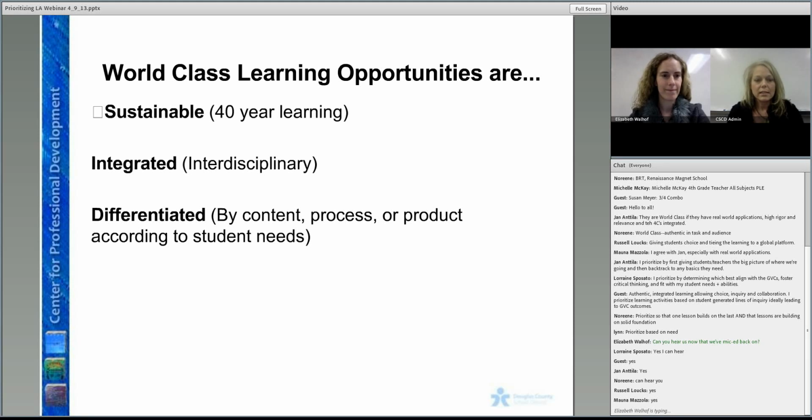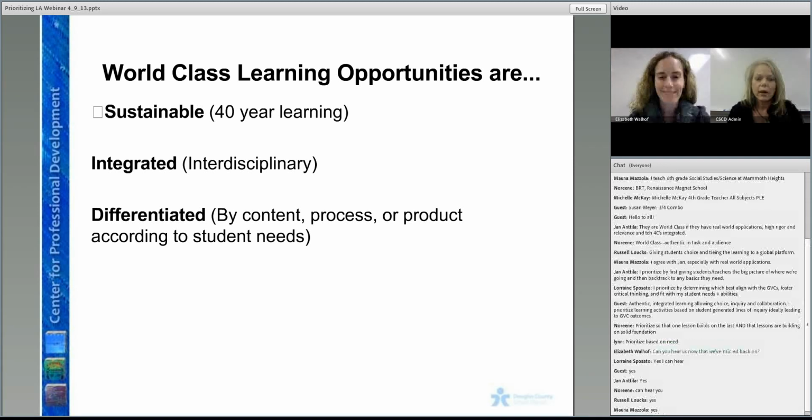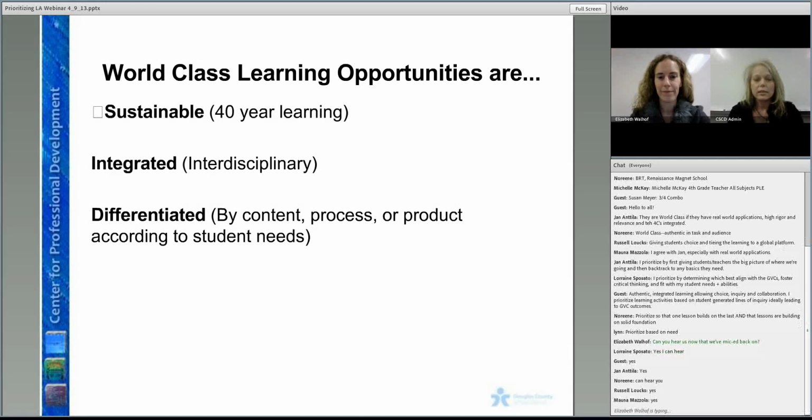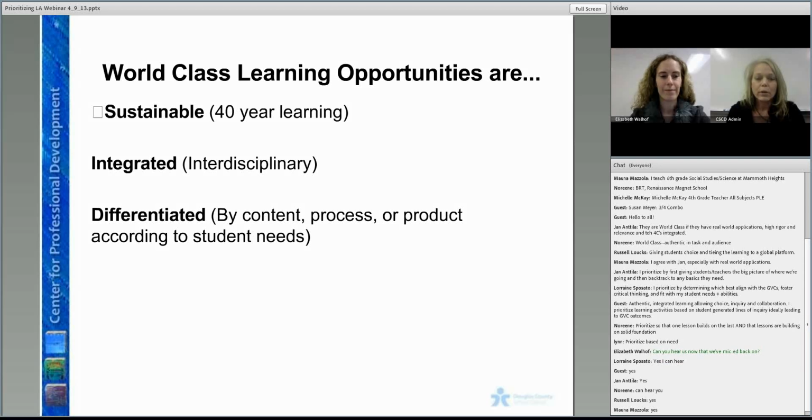So first of all, we're looking at, are they sustainable? Are these learning opportunities or activities really going to create sustainable long-term learning? Are they integrated? So are they interdisciplinary? Just like we don't really learn or think in boxes, are we asking our students to think across curriculum and outside of our classroom? Are they differentiated? Are we differentiating to meet student need, which I saw a lot of you mention as you're prioritizing? Are we differentiating our content, process, or our product? And for those of you who have worked a lot in differentiated instruction, you know that those are the 3 areas that we really look at differentiating.